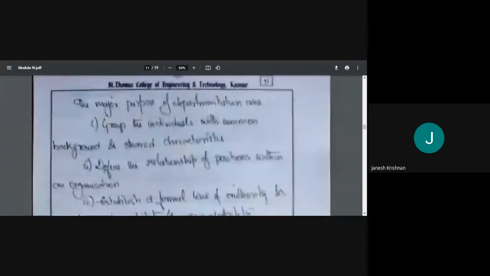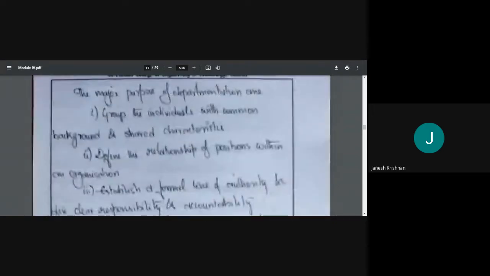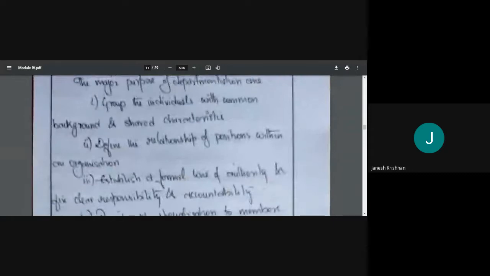So, what is the purpose of departmentation? One is to group the individuals with common background and shared characteristics. Okay. So, you guys are civil engineers. So, in a company, there will be a department for engineers, right? All those who have a civil engineering background should be in that department. Right? If you add a civil engineer into the accounts department, he will learn, but he will take time. Better is we can add all the civil engineers together and form the department.